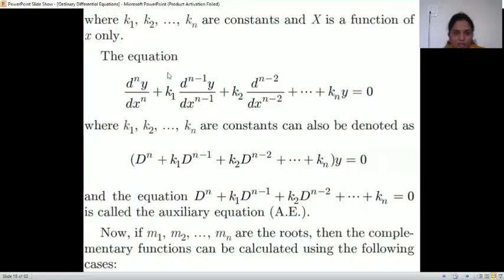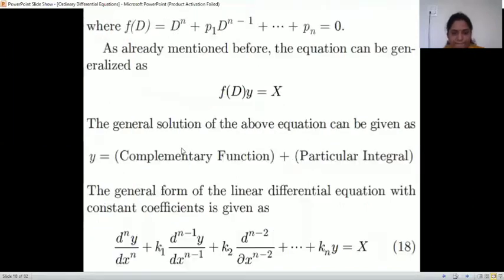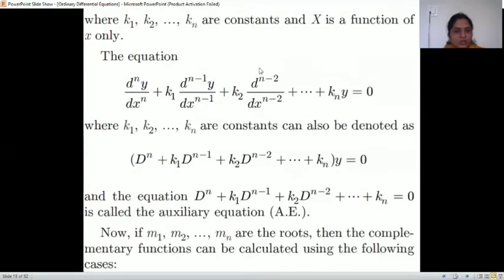This is the equation with us. Then k1, k2, kn are constants, and this is your auxiliary equation, with only the terms in capital D, equating it to 0. This is called the auxiliary equation. Then we have to find the roots, right? And depending on the roots, we have seen there are 4 types of solutions.